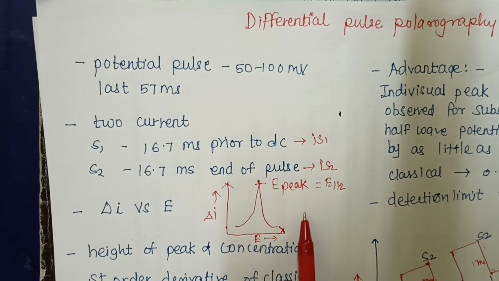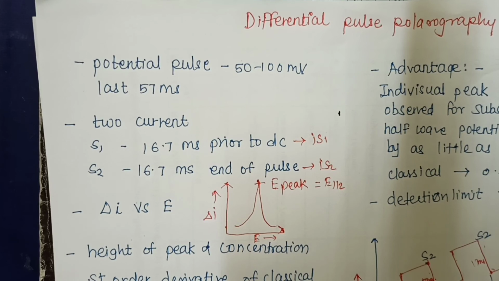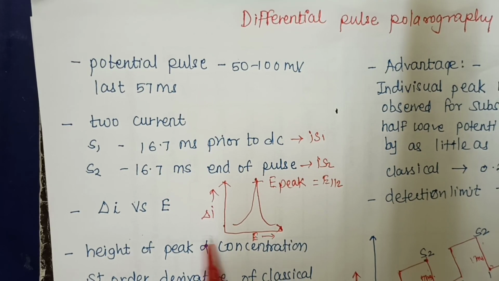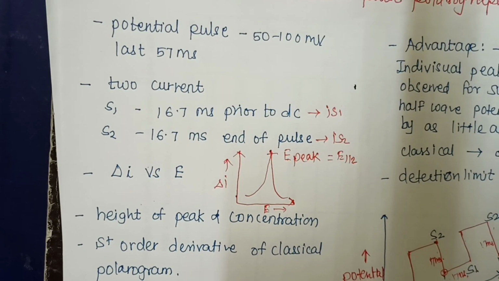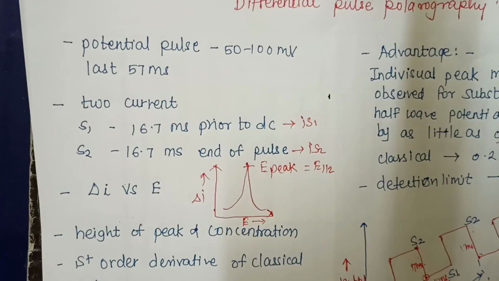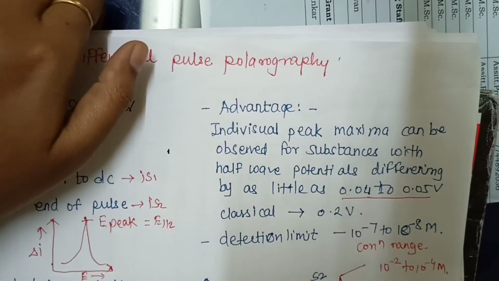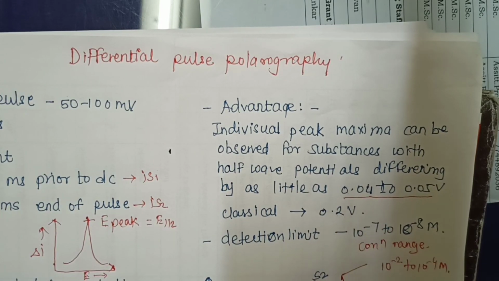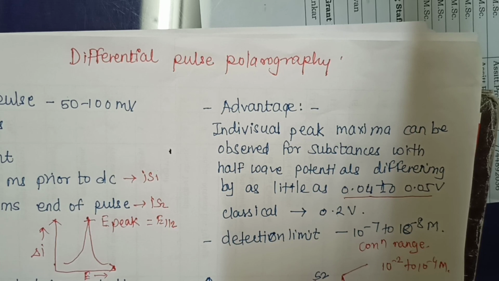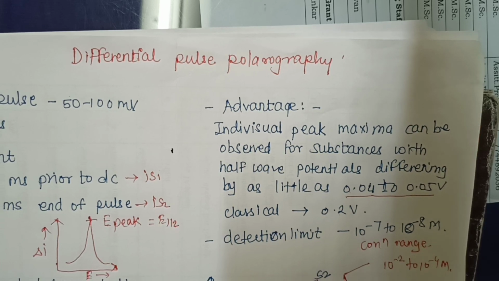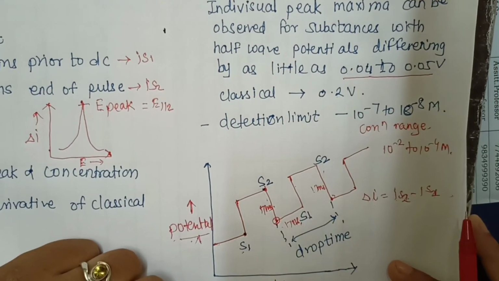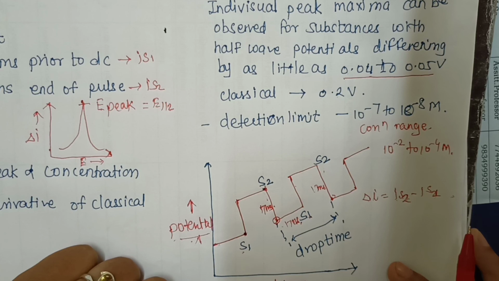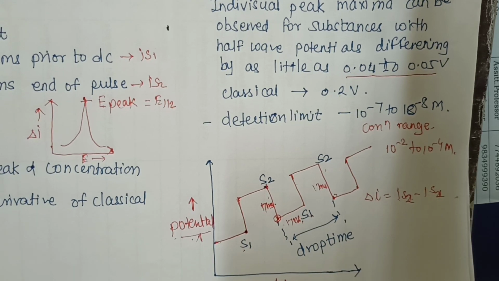We get a peak, and this E peak is nothing but the half wave potential. The height of the peak is directly proportional to the concentration of electroactive species, and it is the first order derivative of the classical polarogram. And it has an advantage: the half wave potential difference can be as low as 0.04 to 0.05 volt, whereas in classical polarography it is 0.2 volt. And this is the graph of differential pulse polarography. Thank you.